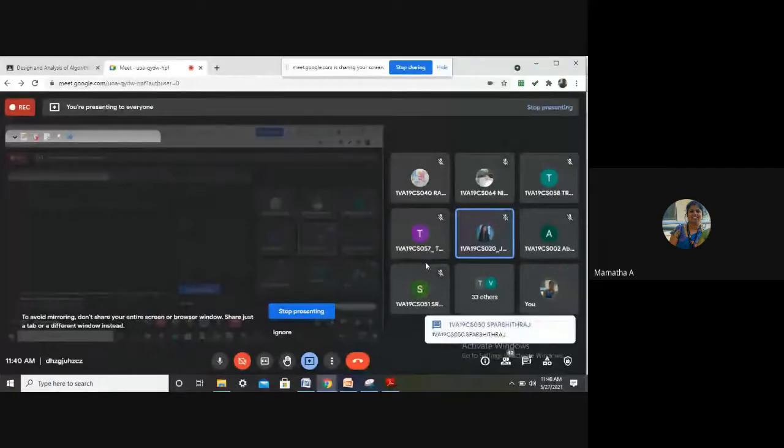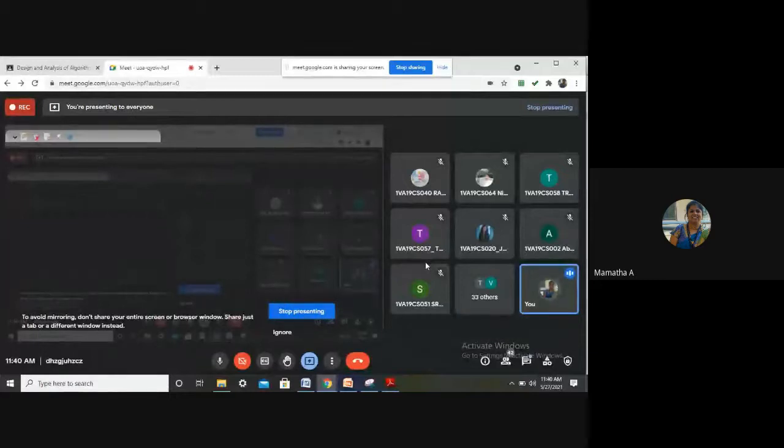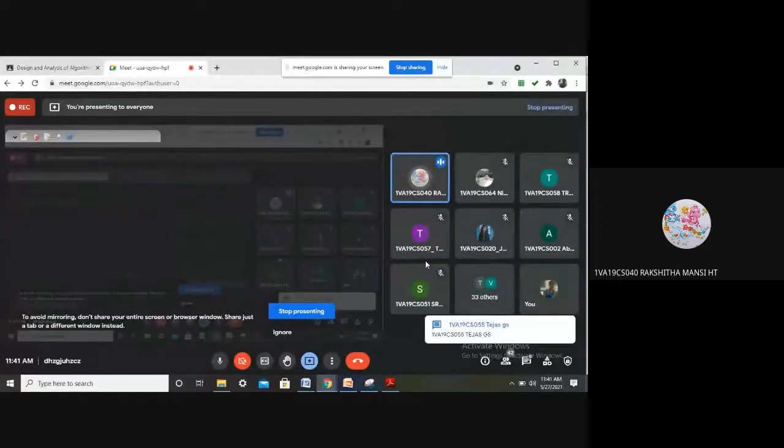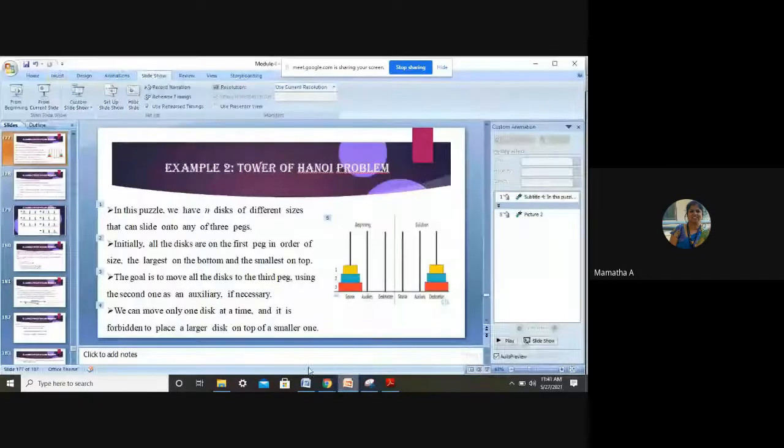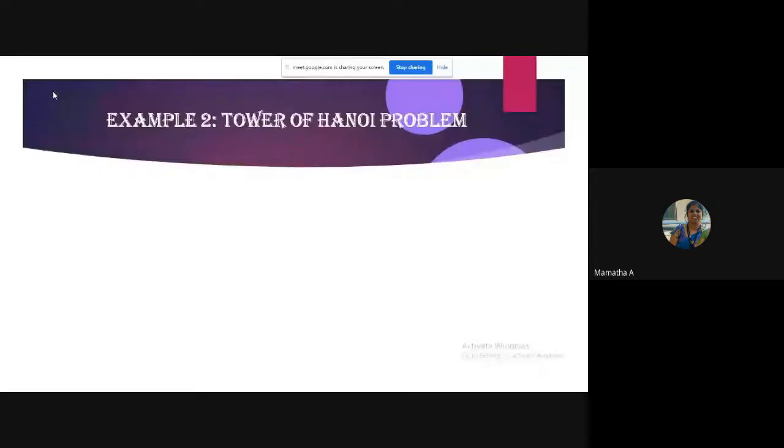Okay. 3 pegs are there: source, destination, and auxiliary. And I can move only one disk at a time. And we shouldn't place a larger disk on a smaller disk. Yes. So these are all the conditions that come with the problem. Okay. So let me give you the statement now.